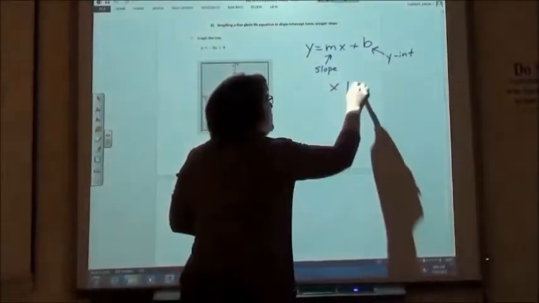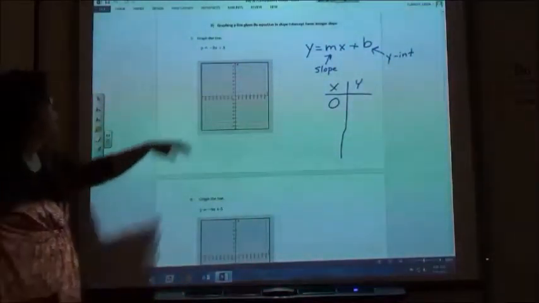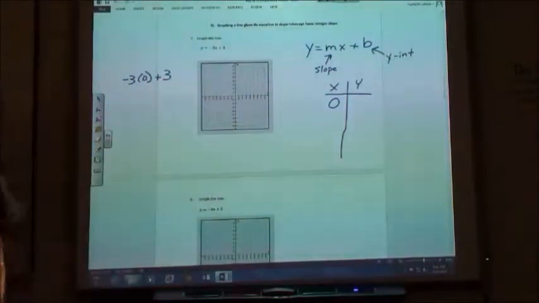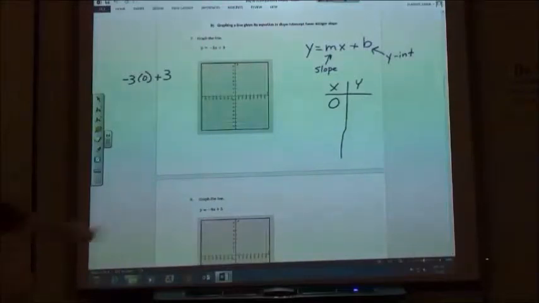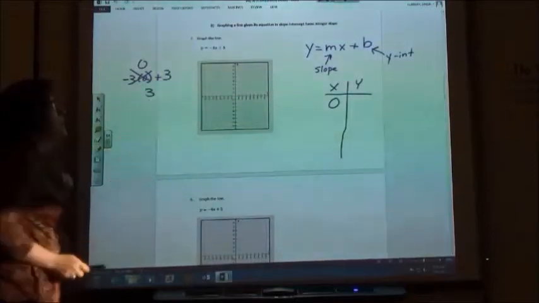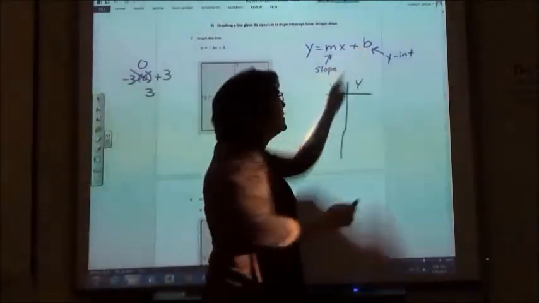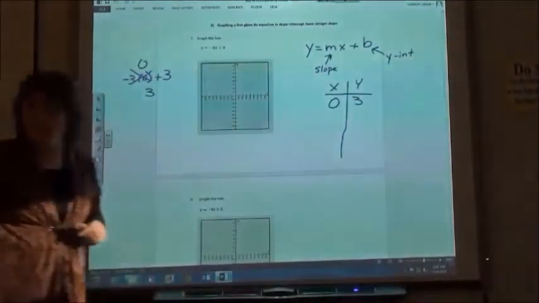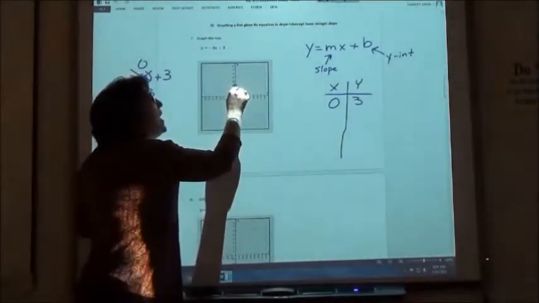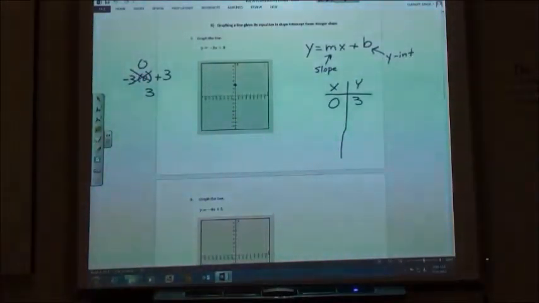If I make my table and I put 0 in for x, if I do -3 times 0 plus 3, what happens? This part is 0. I get 0 plus 3, which is 3. I get that end number, right? The end number is what they call your y-intercept. If you would plot the point 0, 3, you would go 0 over, up 3. You'd be touching that y line right at 3. That's why they call that the y-intercept. It's where you touch the y line.